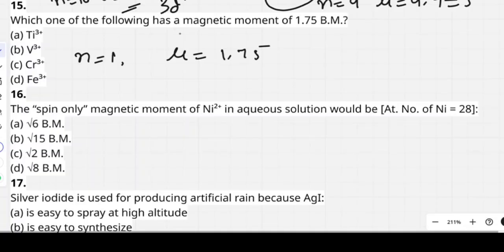So you have to calculate the number of unpaired electrons here. Titanium has atomic number 22. It has configuration 3d2 4s2. In the plus 3 oxidation state, it becomes 3d1 4s0. So it contains 1 unpaired electron. So the answer is titanium 3+. And next I move to another question.